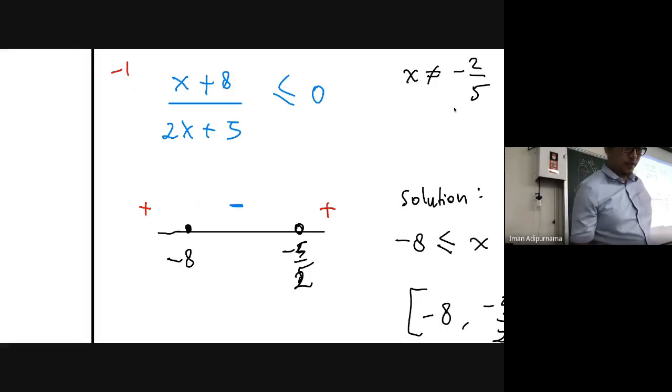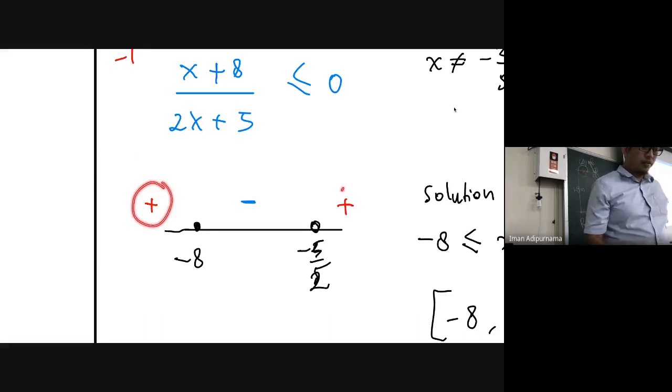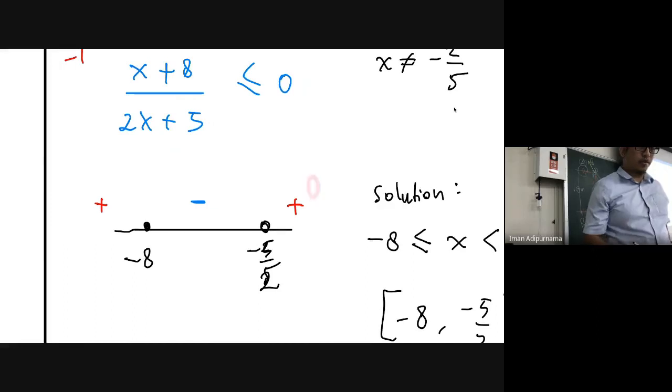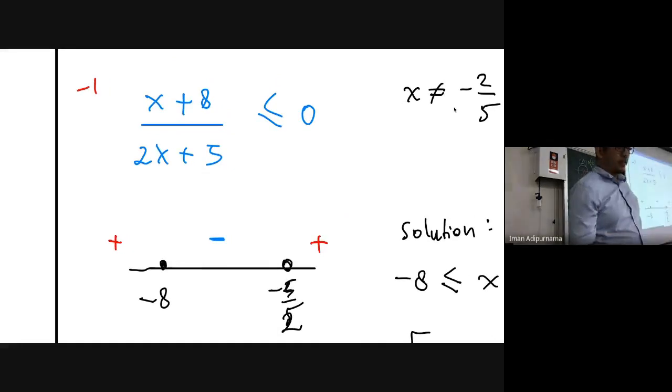So put here, try some value, okay? Maybe -9 here, and then maybe -3 or -4, you can select, and maybe 0 here. Plug in all the numbers. You will get the conclusion: positive, negative, positive. And then also remember, the question has less than or equal.